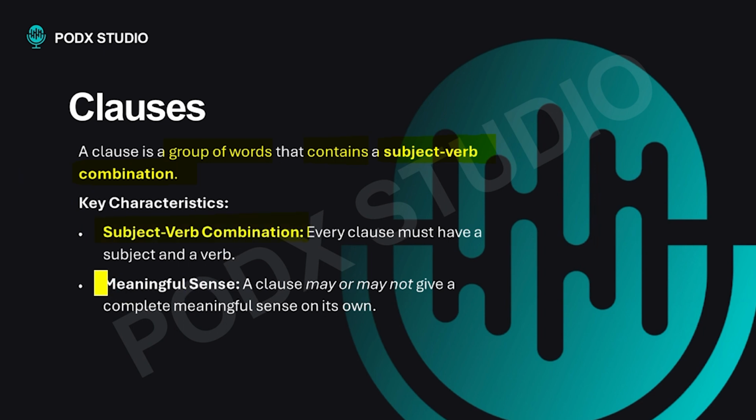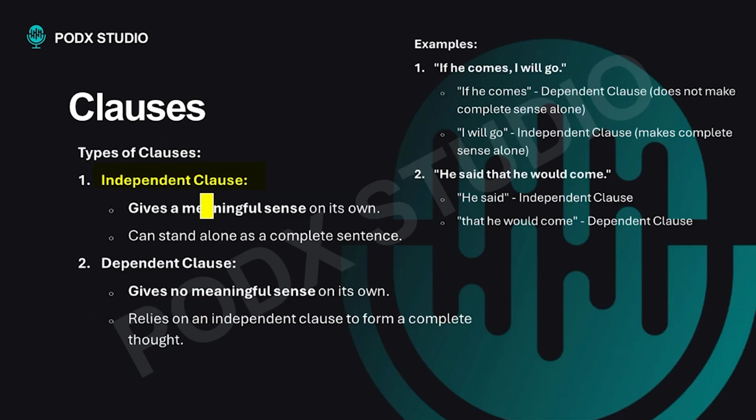A clause may or may not give complete meaningful sense of its own. It can and cannot, and it is divided into two parts: independent clause and dependent clause. An independent clause will always give a meaningful sense. Second, a dependent clause will not give the meaningful sense.